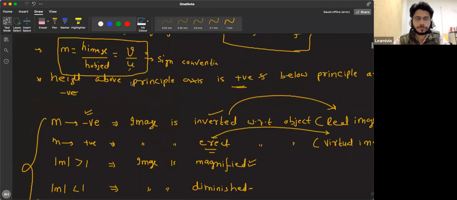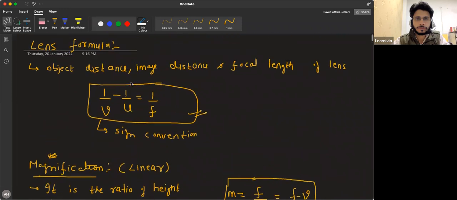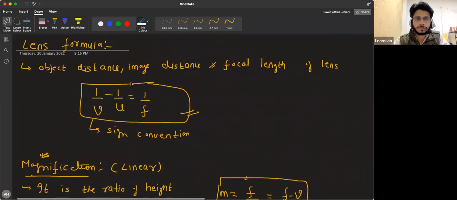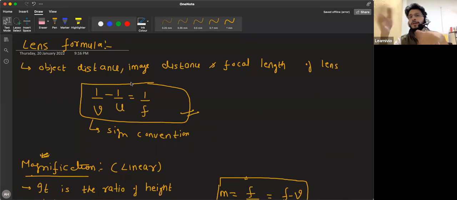Is it always necessary that if the image is inverted, it will be real? Yes, if your object is real. In 99.9% of cases, we deal with the real object. But if you have a virtual object, then you can have a real image which is erect, or you can have a combination of erect and inverted images. That's for the virtual object only.